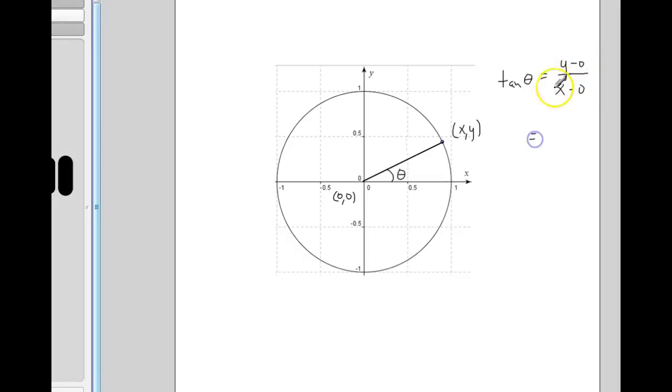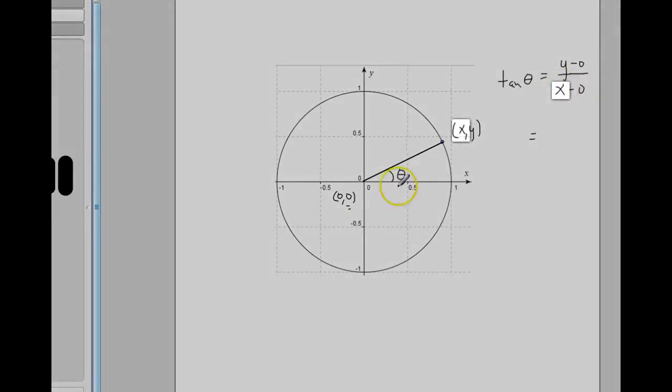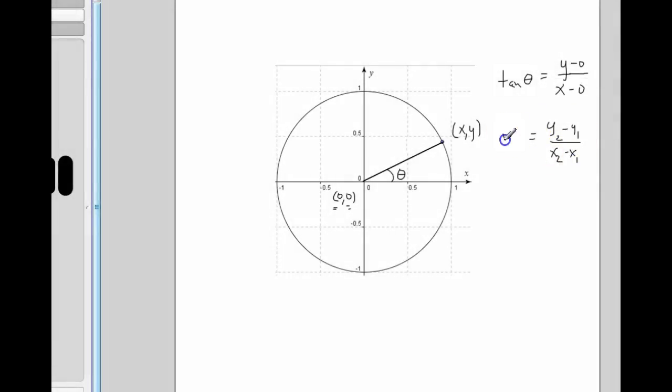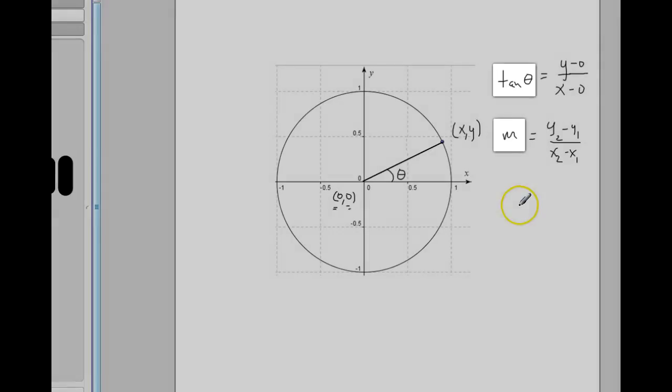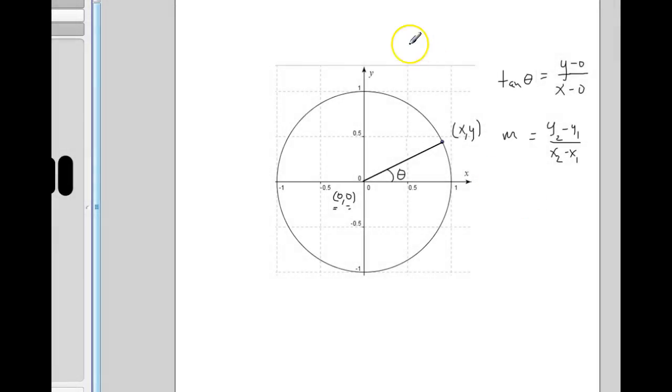But now what does that kind of look like? A y-coordinate minus another y-coordinate, that's the second y-coordinate, x minus another x-coordinate. This is like y2 minus y1 over x2 minus x1. And what's that the formula for? That's the formula for slope. So what does that mean the tangent is? The tangent is actually the slope of this line segment that connects the origin of the unit circle to any point on the unit circle.